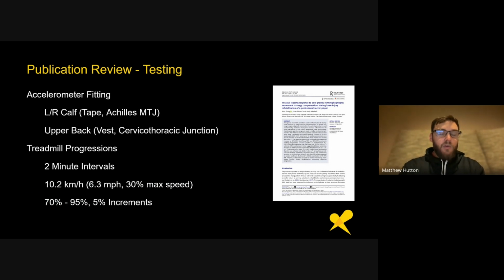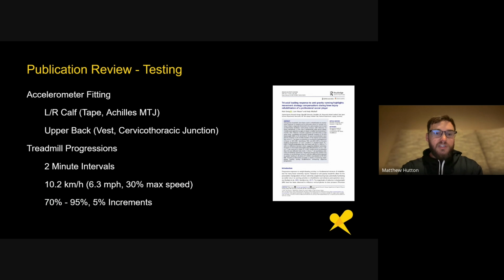And so in order for the fitting, they had three of these devices. They taped one to the left and right calf at the Achilles musculotendinous junction. And then they also had one in a vest that is the more typical GPS device that's worn through Catapult. That's the one that everybody wears, the vest or the harness, and then they just strap it in the back.